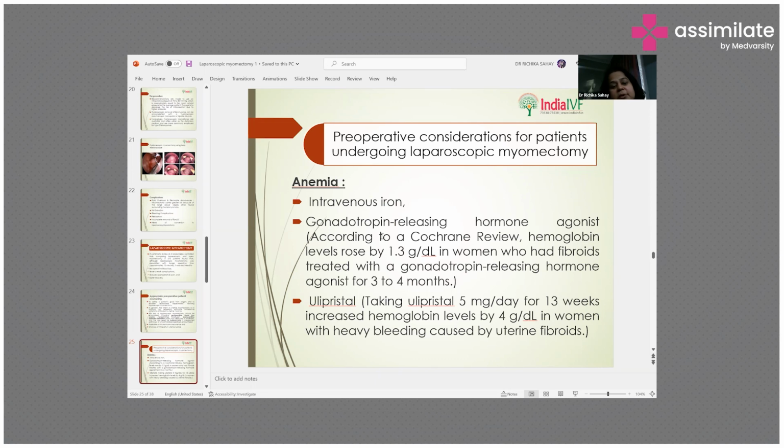So if the patient is having anemia, please do give intravenous iron. Give gonadotropin releasing hormone agonist, because according to a Cochrane review, hemoglobin levels rose by 1.3 gram per dL in women who had fibroids treated with a gonadotropin releasing hormone agonist for 3 to 4 months. Ulipristal is also given nowadays. It is 5 mg per day for 13 weeks. That also increased hemoglobin levels by 4 gram per dL in women with heavy bleeding caused by uterine fibroids. Obviously, ulipristal is a good drug. And if you are planning not to use the eggs of the patient, because many times the oocyte reserve is on the borderline level, you can easily give ulipristal. The patient is going with a donor after that.